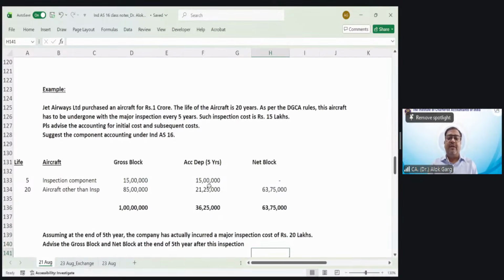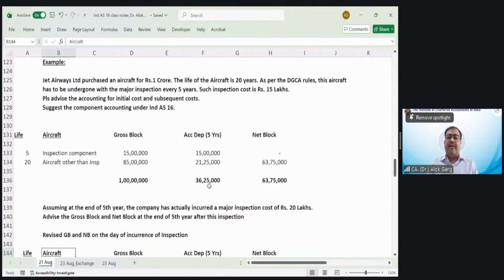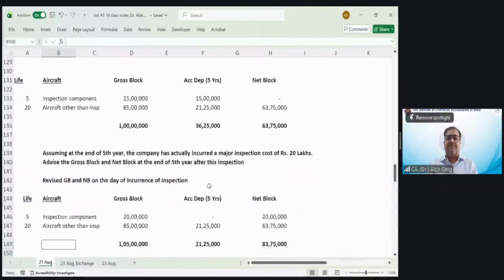Now assuming at the end of the 5th year, the company has actually incurred a major inspection cost of 20 lakh, because inflation has come in and the value has gone up. So the actual major inspection cost is 20 lakhs. Advise the gross block and net block at the end of the 5th year after this inspection, on the date of incurrence of the inspection.